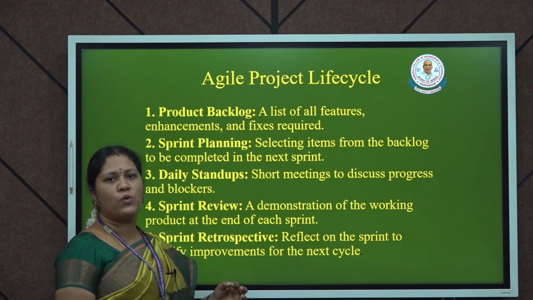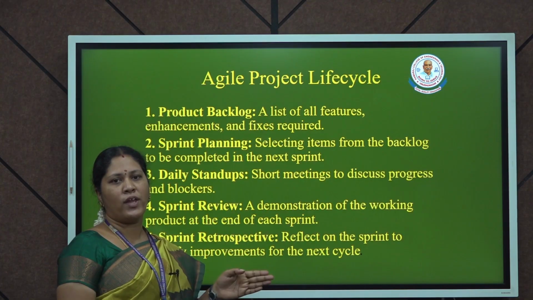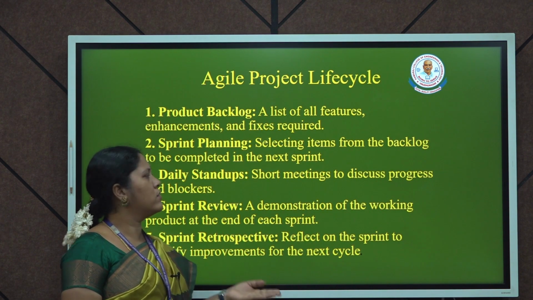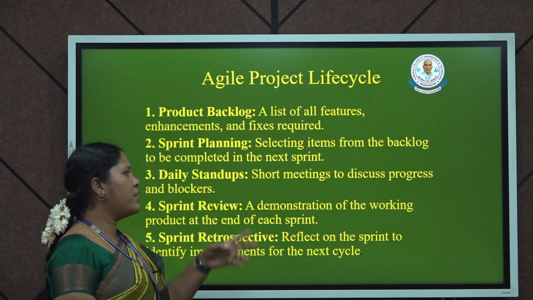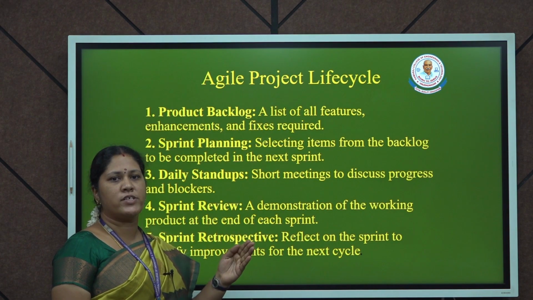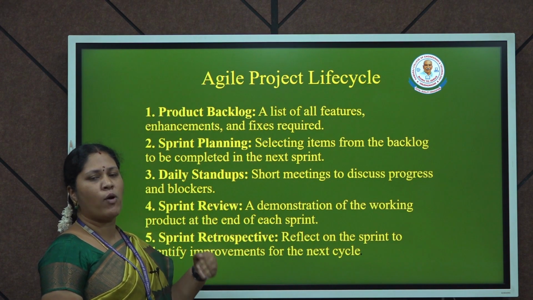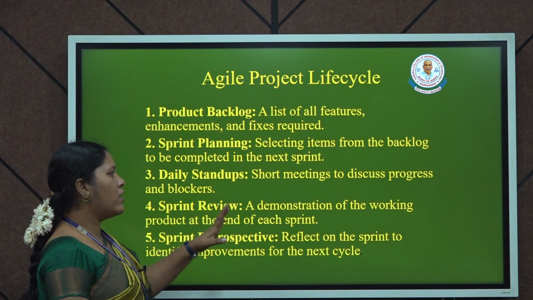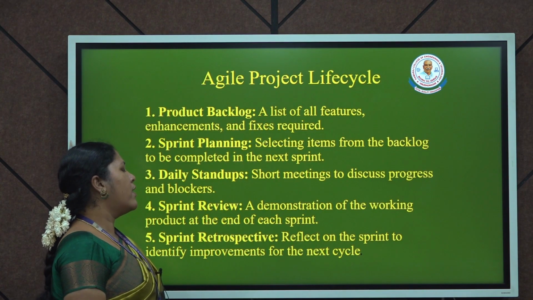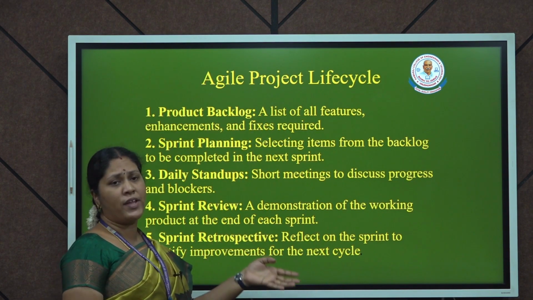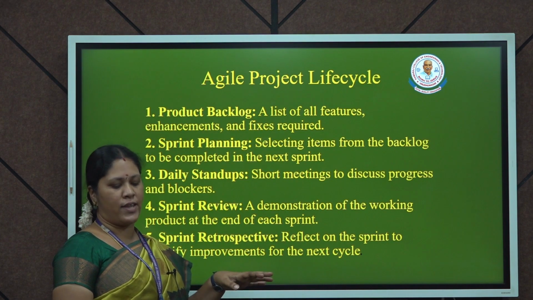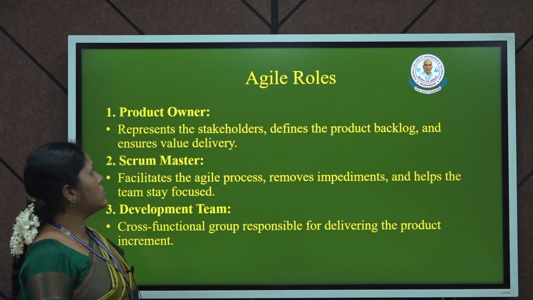Then daily stand-ups. In Agile, every morning they will have daily stand-up meetings to discuss what we are going to do today. This is a very important one. And sprint review. Sprint review is nothing but a demonstration of the product. After the completion of a sprint, the demonstration of the product will be given by the development team. So next, sprint retrospective. Retrospective is to reflect on the sprint to identify improvements for the next cycle. According to what they have done in the earlier stages, they will plan for the improvement in the next cycle.